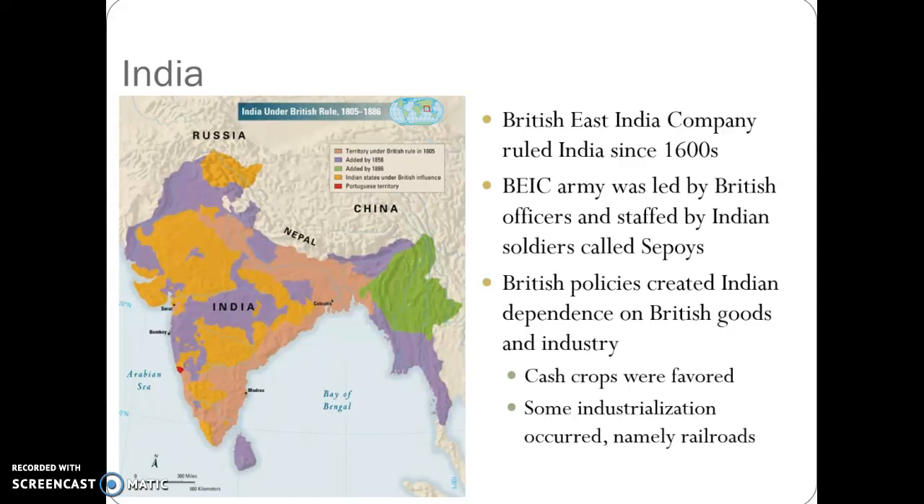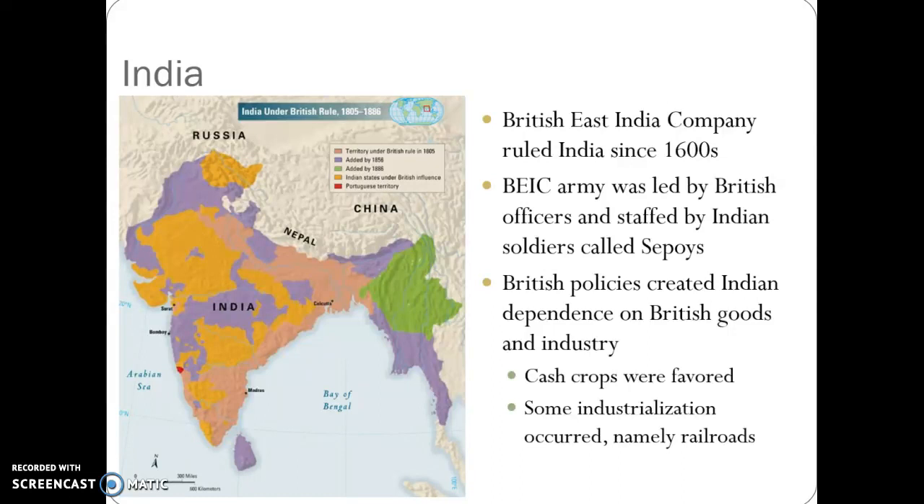It was really kind of an odd thing where you have this corporation that is controlling a large portion of India. And they also had military units that were staffed by mostly European officers, and then the soldiers themselves were different kinds of Indians, and those Indian soldiers were called sepoys.